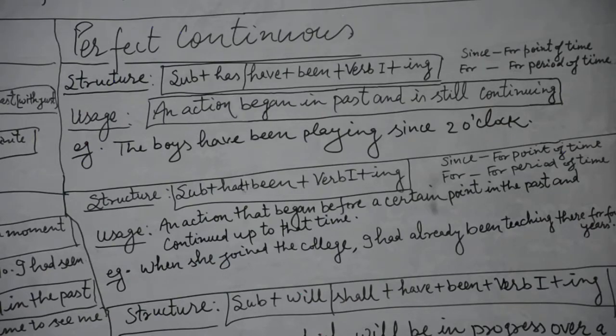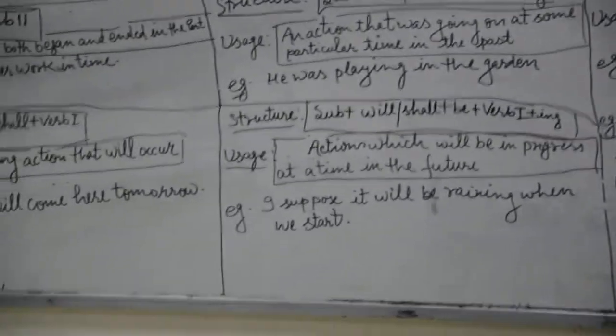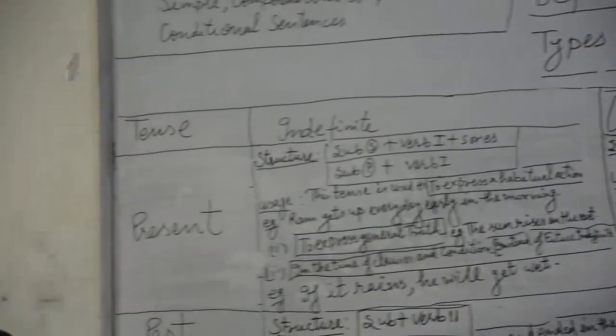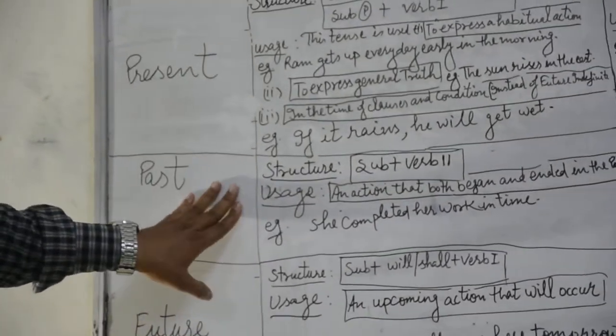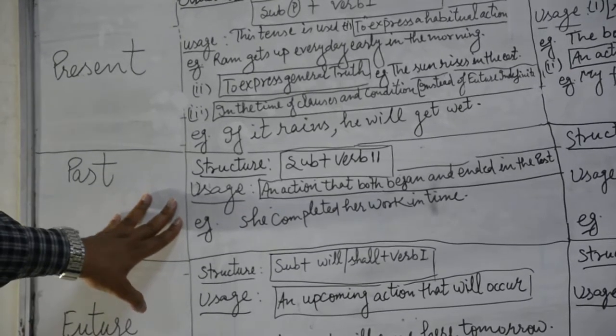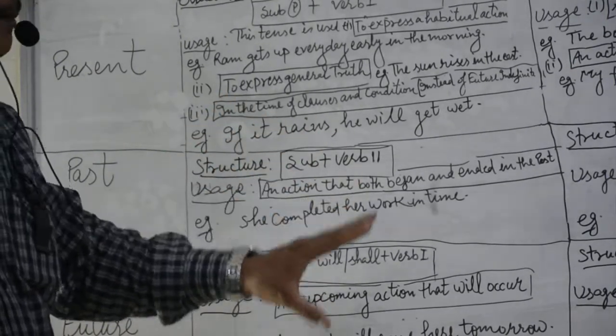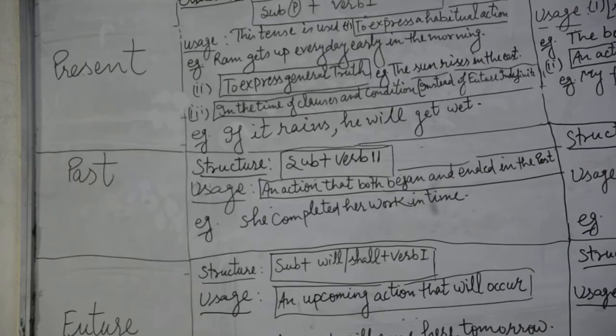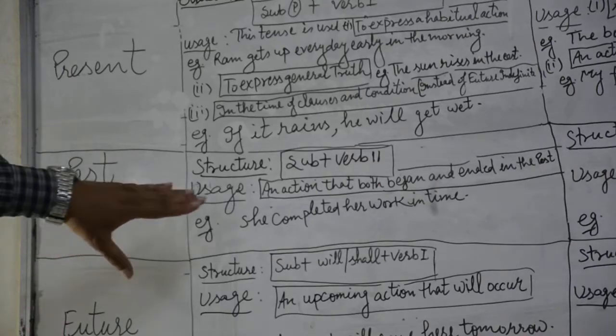In the same way, we will learn past tense. Past indefinite: what is the structure of past indefinite? In past indefinite, we use the second form of a verb with the subject. With the subject the second form of a verb is used, and where is this tense used?